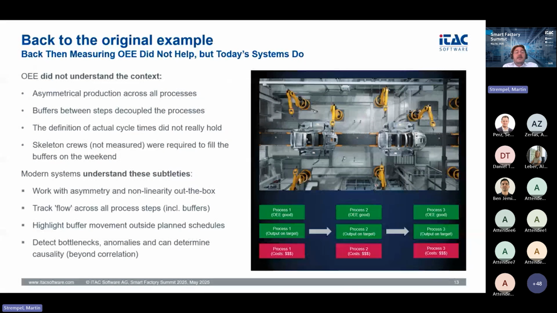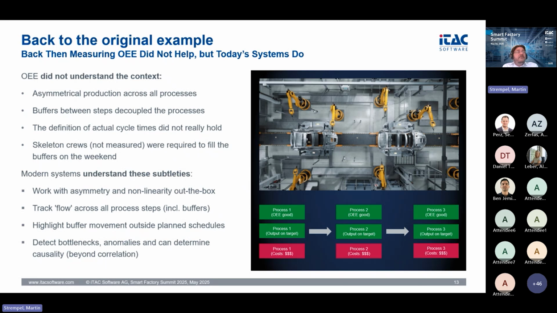Our systems back then did not pick up on all of these problems. The question is, would modern tools do that? And I'm quite sure they do, right? They can handle and work with asymmetry and nonlinearity. Modern tools that have the available data would pick up that there was production happening outside of the planned production schedule. They would be able to detect bottlenecks.